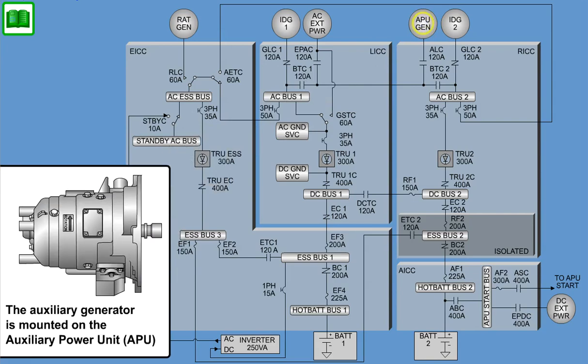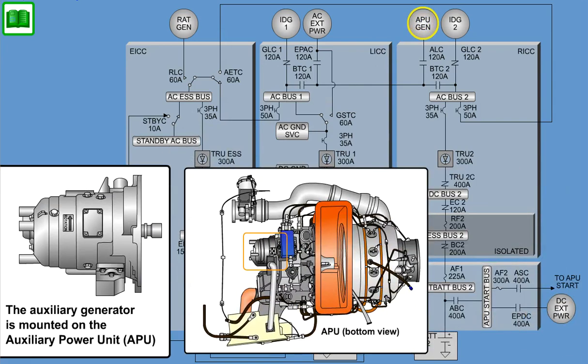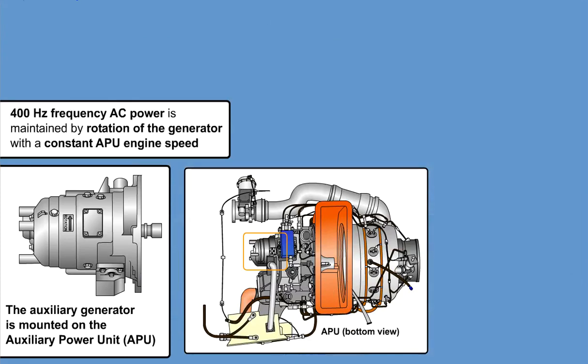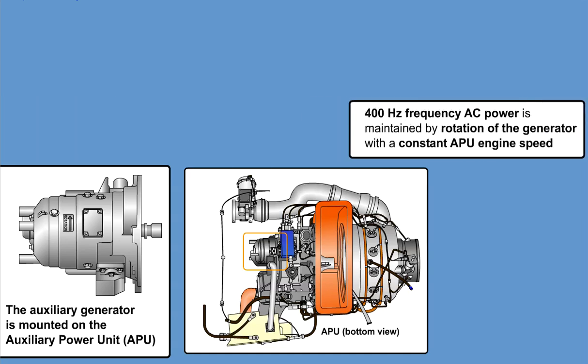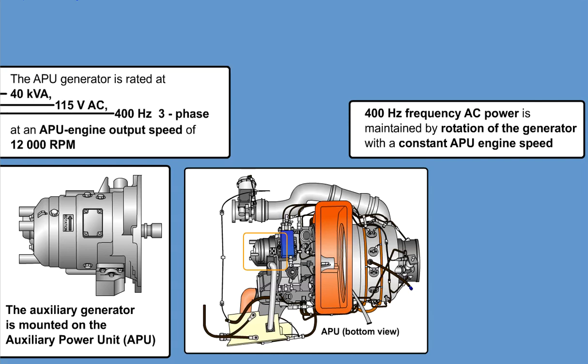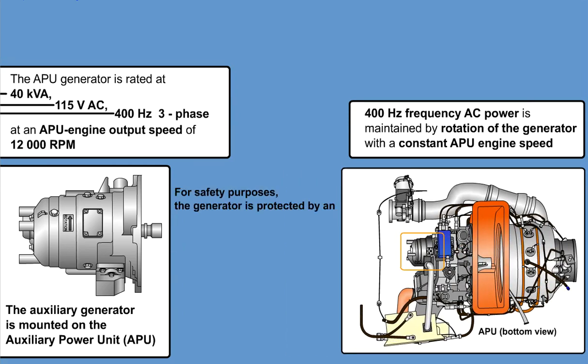The auxiliary generator is mounted on the auxiliary power unit, APU. Constant 400 Hz frequency AC power is maintained by rotation of the generator with a constant APU engine speed. The APU generator is rated at 40 kilovolt amp, 115 volt AC, 400 Hz three-phase, at an APU engine output speed of 12,000 RPM. For safety purposes, an input shaft shear section protects the generator.